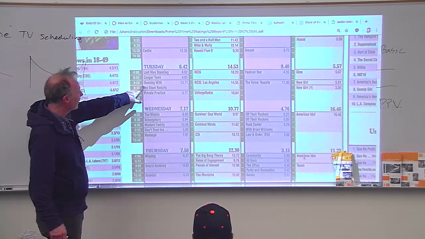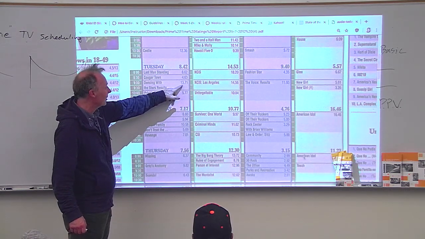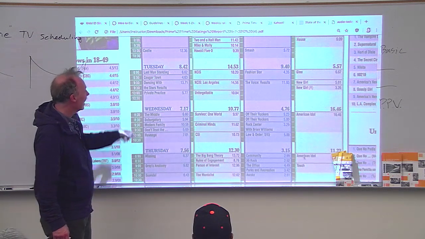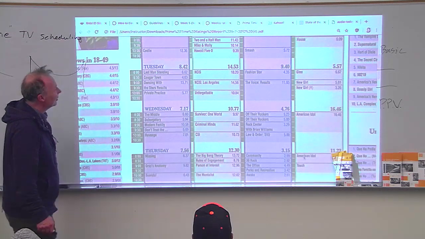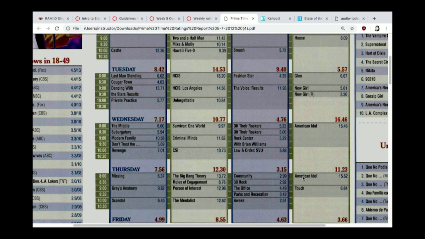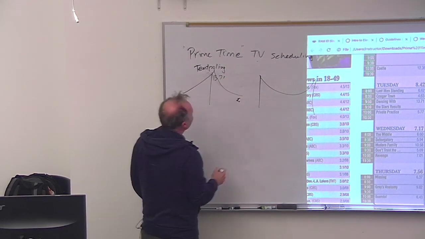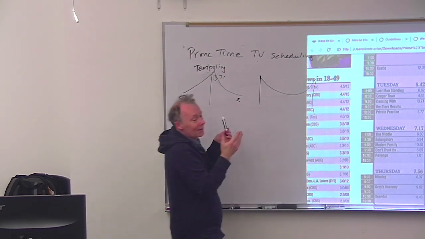So Dancing with the Stars has a 13.71, which is pretty high. It's almost as high as the actual competition the night before. And it really is head and shoulders above everything else that's on Tuesday night on, what is that? That's ABC, I guess. So that would be obviously an example of tentpole, like 13.71 versus 5 and 5 around there. So the idea is that this is going to prop things up.